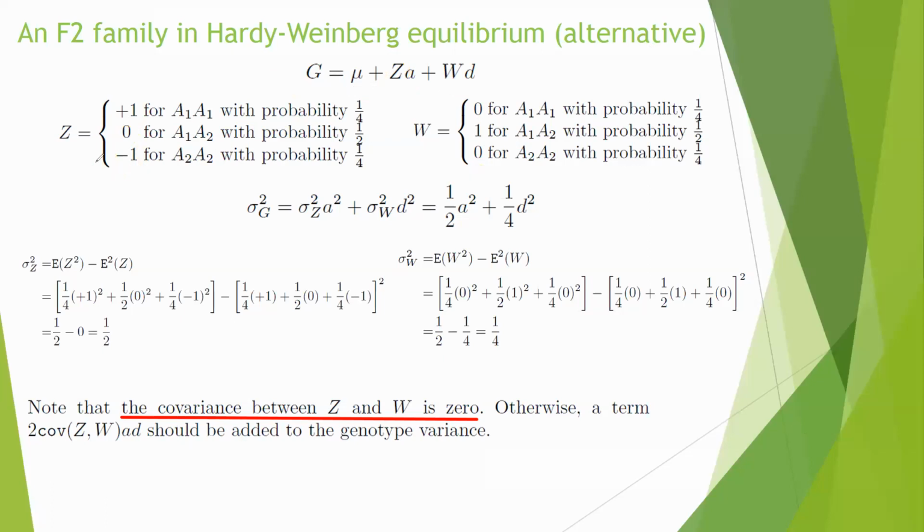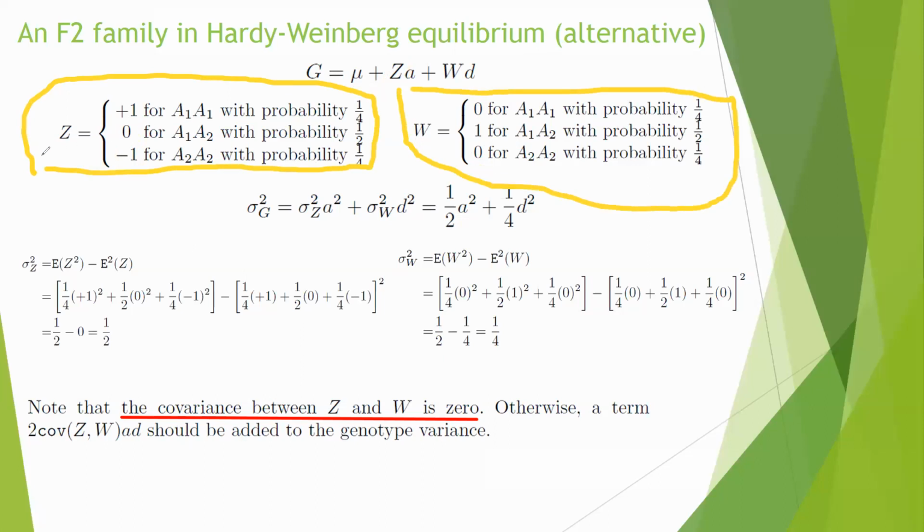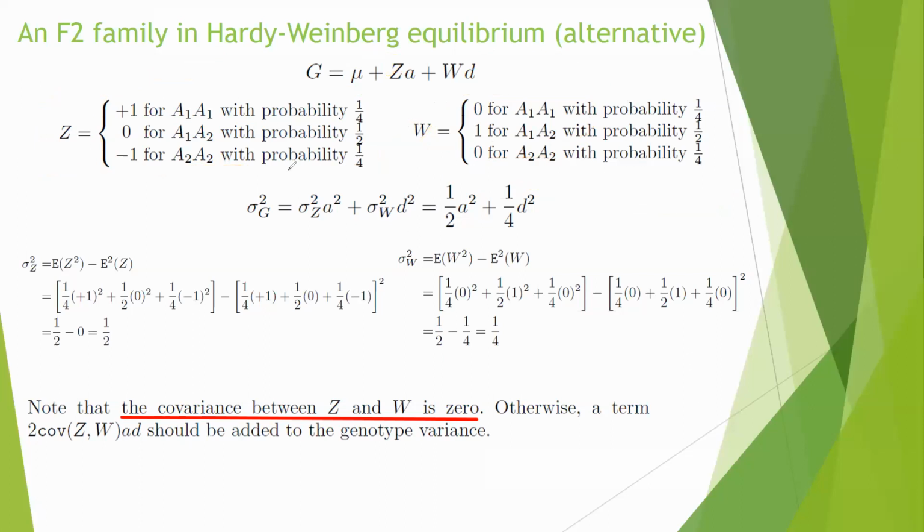All right. So this is how we define these two random variables. Okay, pay attention, please. The Z random variable is associated with the additive effects, and the W random variable is associated with the dominance effect. And once we have this, we can easily prove this, right?